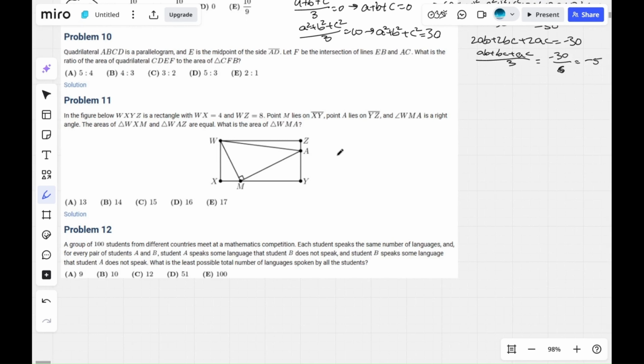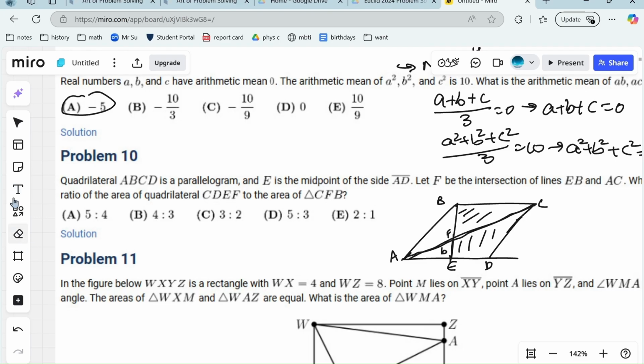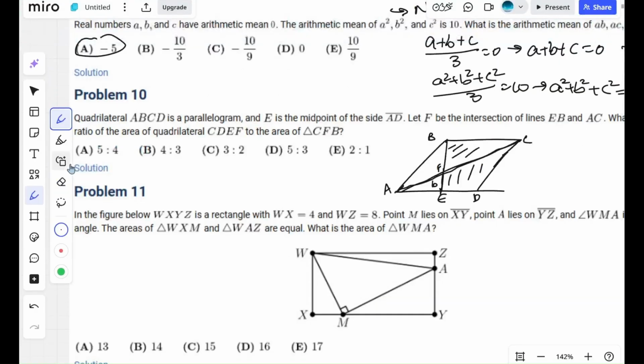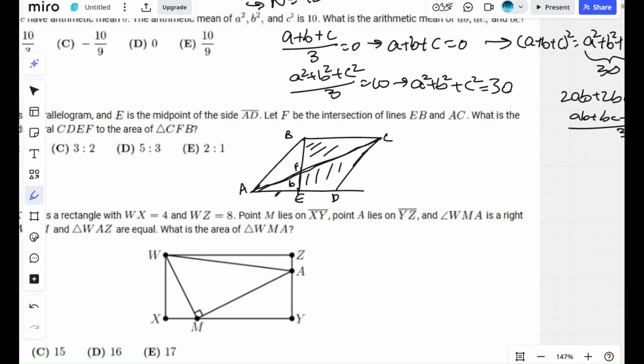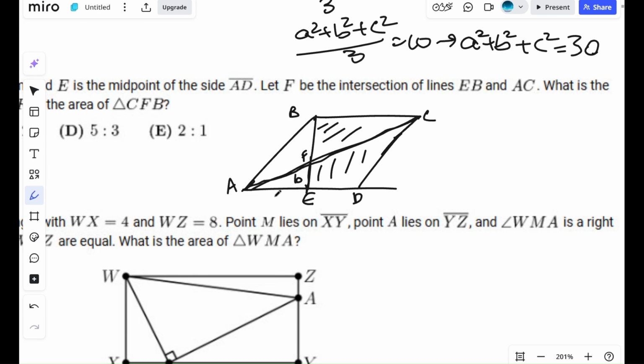Quadrilateral ABCD is a parallelogram and E is the midpoint of the side AD. Let F be the intersection of lines EB and AC. What is the ratio of the area of quadrilateral CDEF to the area of CFB? Okay, so I drew out a diagram for this question, so it's over here. And the two shaded areas, CFED and FBC, are what we're looking for.